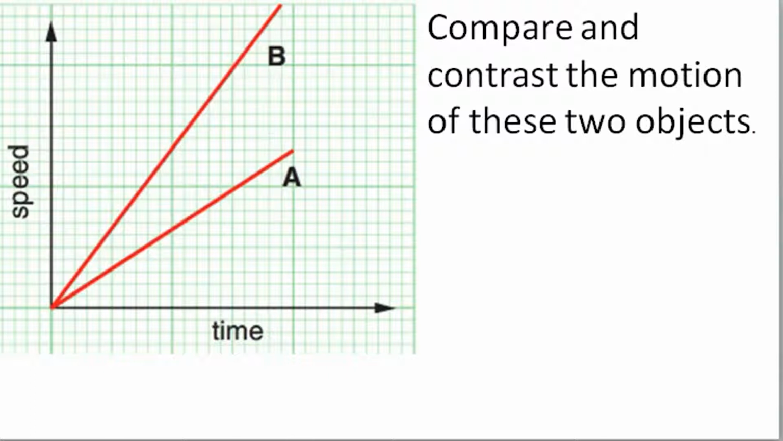Now let's contrast. How are they different? Well, B is a steeper line. So what does that mean? Well, the steeper the line, the faster its increase in speed, the faster it's accelerating. They've both got constant acceleration, but this one's constant acceleration is faster or higher than this one's constant acceleration. So the more steep the line is, the faster the acceleration.